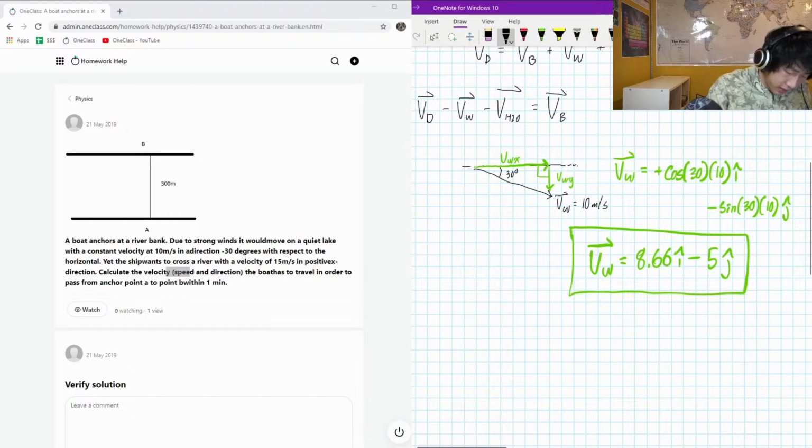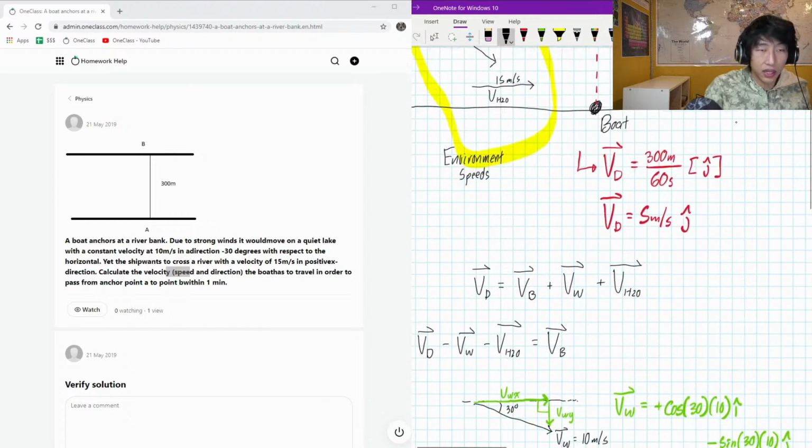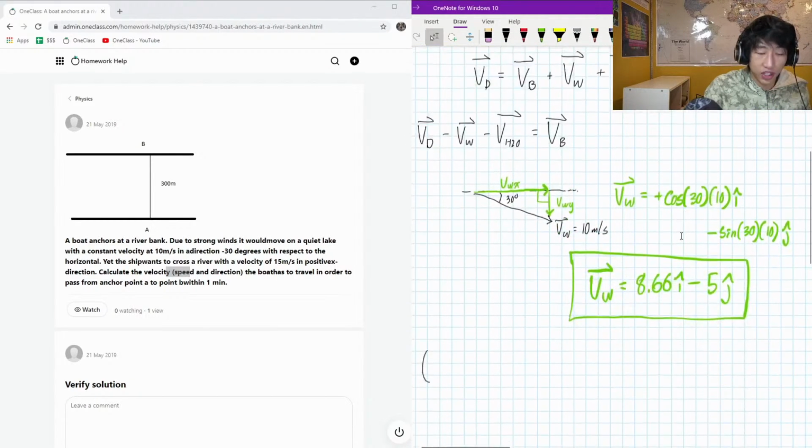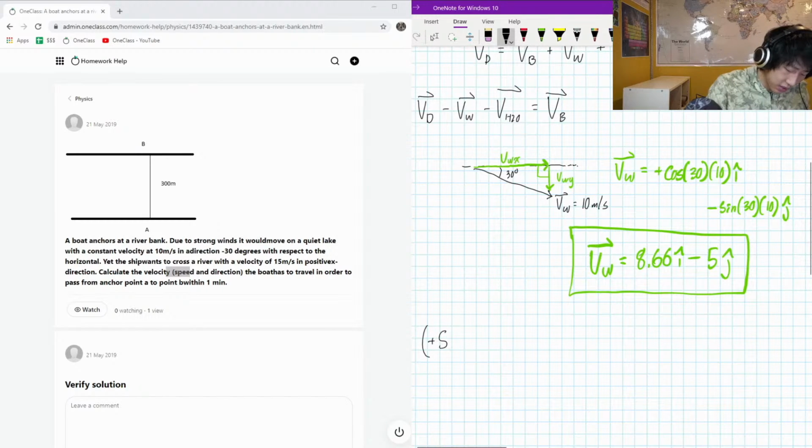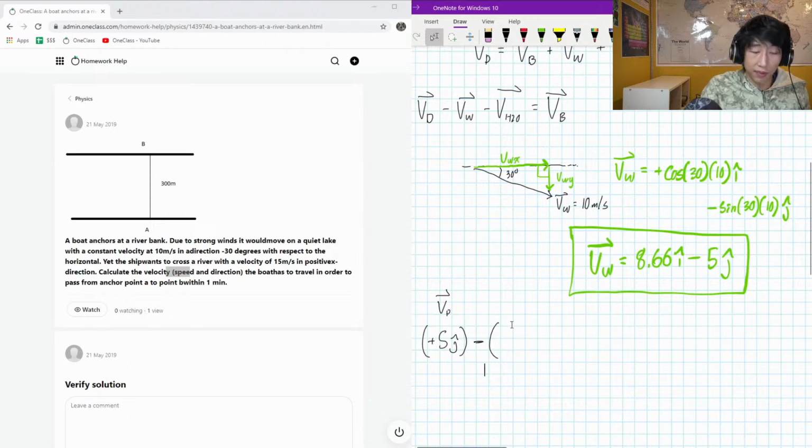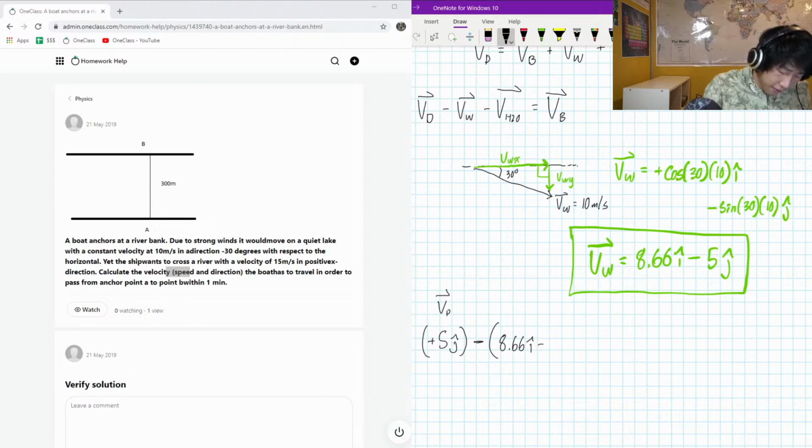Okay, so VD, we had 5 meters per second J, positive 5 meters per second J. So 5J, that corresponds to VD, minus... now if you mess up these minuses, big trouble. So we have to be extremely careful here. So now we have to do minus VW. So we're going to put VW in the brackets, but that minus in front, real important. Don't forget that. 8.66 I minus 5J. And this will be VW for the wind.